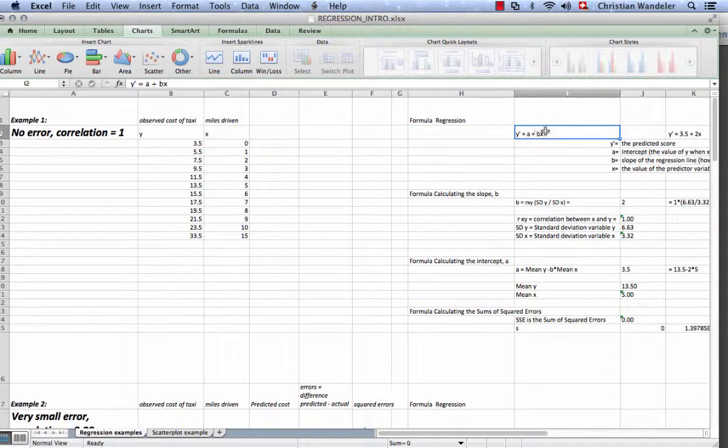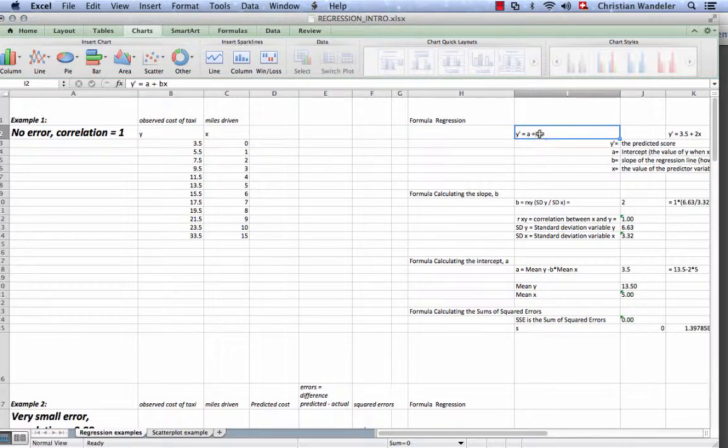So if you looked at a regression formula, you could say, okay, the predicted value y hat equals a, the intercept, which is the flat fee, so $3.50 for getting into the taxi, plus a beta, a slope, a price per mile. So x is our x values, so the number of miles driven, and the beta is the cost per mile.